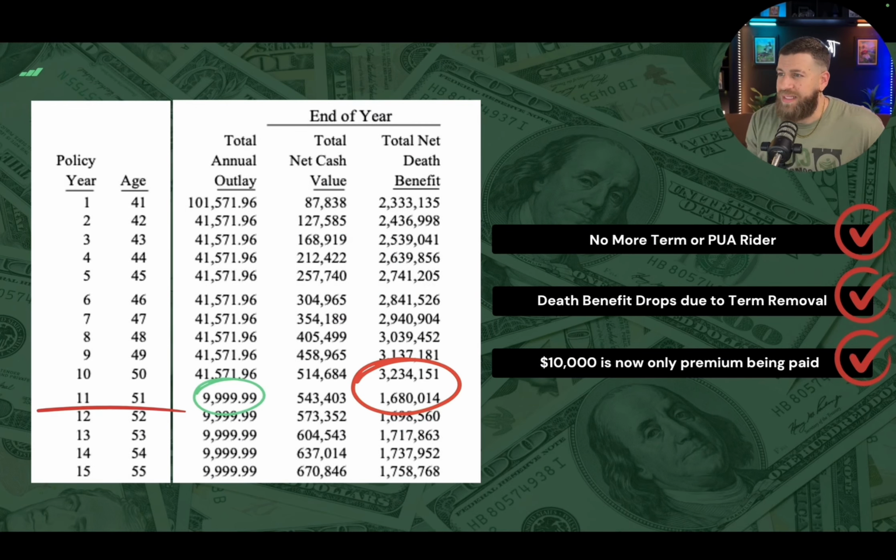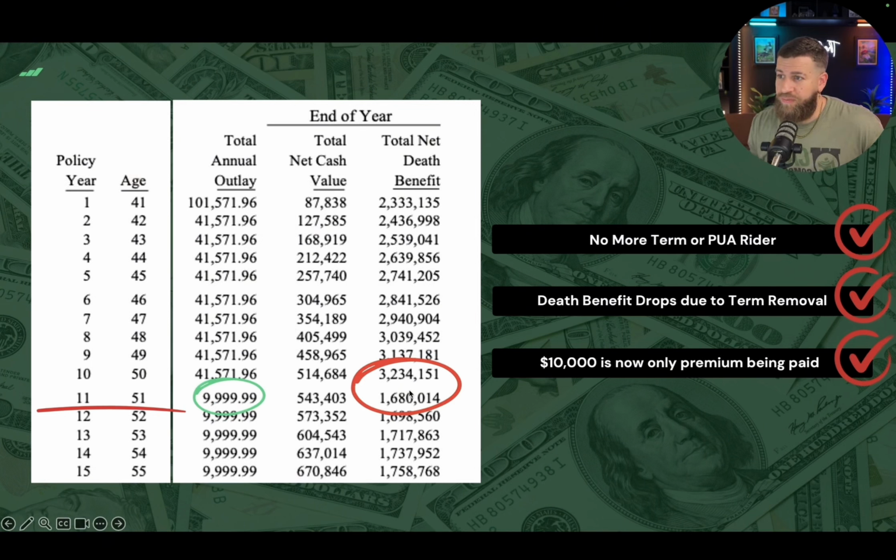Now, next thing I want you to look at is year 11. I got it, the red underline right here. We've gotten rid of the term rider and the PUA rider. I want you to note that the death benefit has also dropped though. So now instead of 3+ million, it's 1.6 million because the term rider is gone.